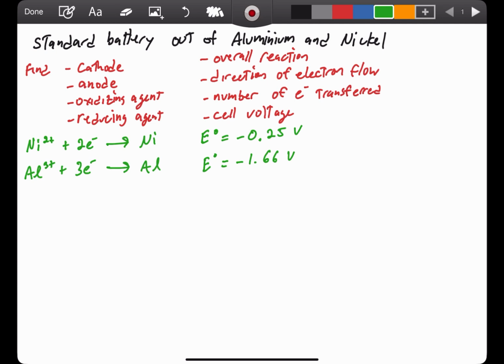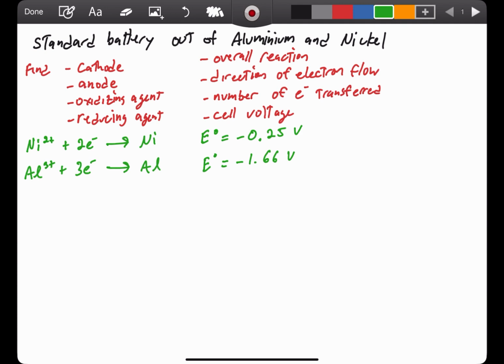Well, hey everybody. This is a problem that was requested to get worked out. You see this problem in lecture 6C right towards the end. And the question says, if we were to make a standard battery out of aluminum and nickel, we should be able to find the cathode, the anode, the oxidizing agent, the reducing agent, the overall reaction, the direction of electron flow, the number of electrons transferred, and the cell voltage.